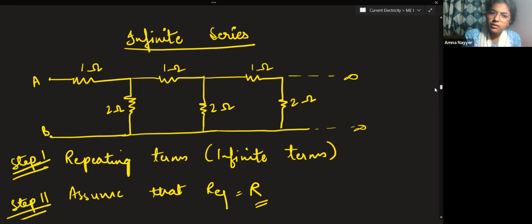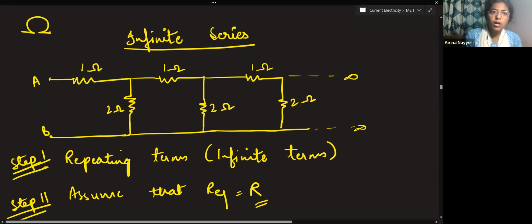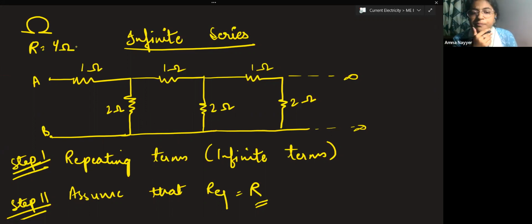Infinite series means resistors have been added in a certain sequence, but until infinity. You cannot count how many 1 ohm resistors are added or how many 2 ohm resistors are added. I hope you people are aware of this symbol. This symbol is called omega. This is known as ohm. So we write 4 ohm, 3 ohm, 2 ohm like this. This is the SI unit of resistance because of Ohm's law, obviously.